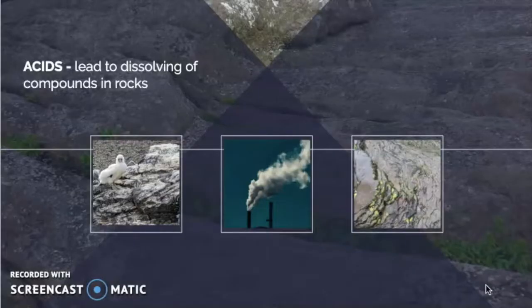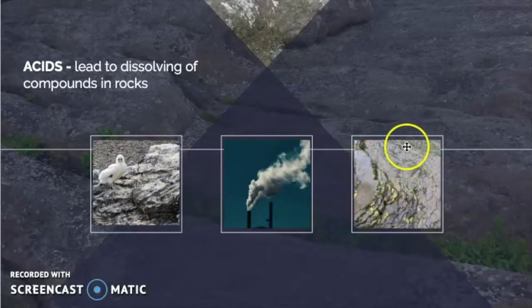All right. So one of the things that leads to hydrolysis is acids in the waters. And so this is going to dissolve compounds in the rocks. These acids can come from a variety of places. It can come from natural sources like animal waste. So if you look at this rock here, it's covered in Nazca booby guano, which has uric acid in it, which is breaking down that rock.